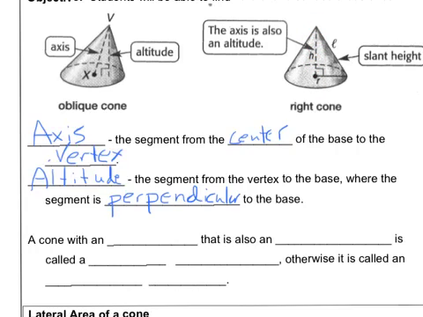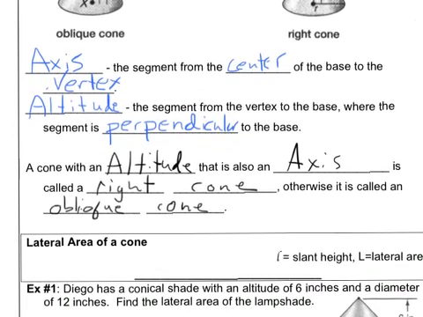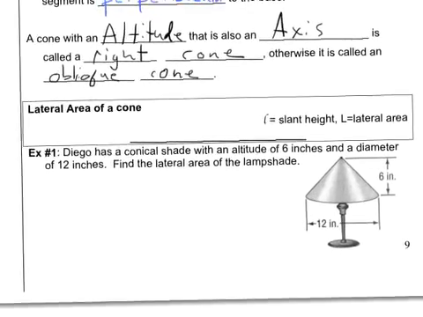And so we would say a cone with an altitude that is also an axis is a right cone. Otherwise, it is called an oblique cone. Not a left cone. Get it? Anyway.